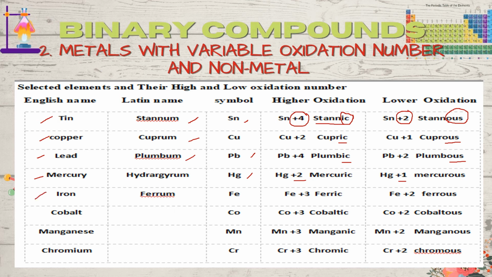Next, you have iron. So I already gave this as an example. It came from the Latin word ferrum. So you have positive 3 and positive 2. Next, cobalt. We have Co positive 3, which is higher, so you name that as cobaltic, and cobaltous. So for cobalt, wala po siyang Latin word. Same as with manganese and chromium.